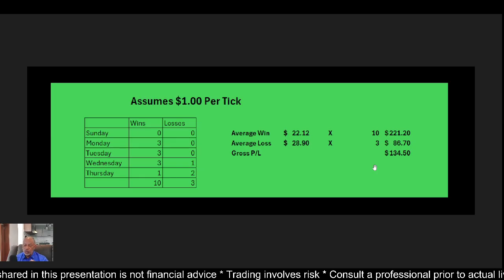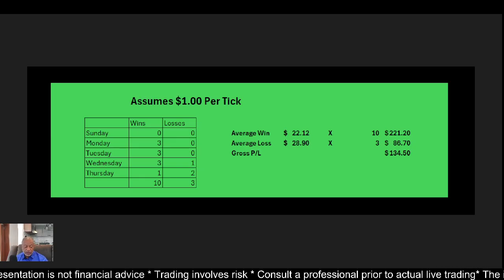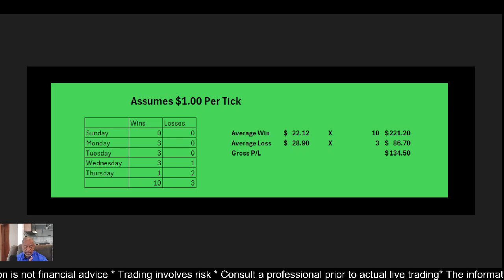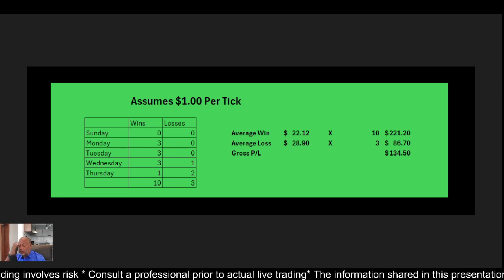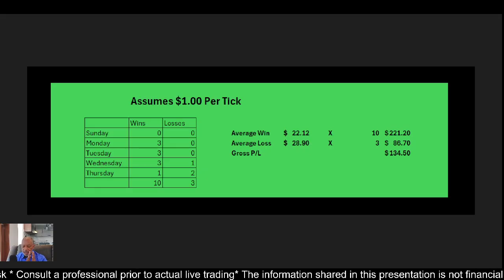Now, if I'm trading 134 and a half ticks each week, what is that going to do for me? Long haul. Okay, let's look at it that way. And I think the best way to look at that is to look at what I want to share with you, which is what you can make.